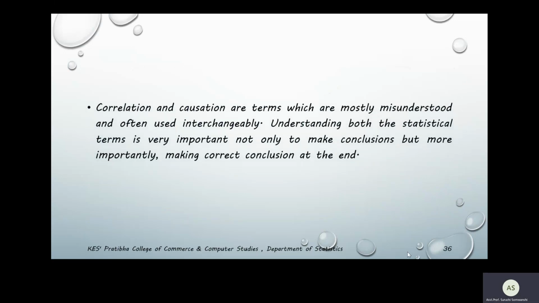Correlation and causation are terms which are mostly misunderstood and often used interchangeably. Understanding both statistical terms is very important, not only to make conclusions but, more importantly, to make correct conclusions at the end. Like the lady concluding that by moving to Colorado she will lose her weight. So to make a proper conclusion, we need a proper understanding of the terms correlation and causation.